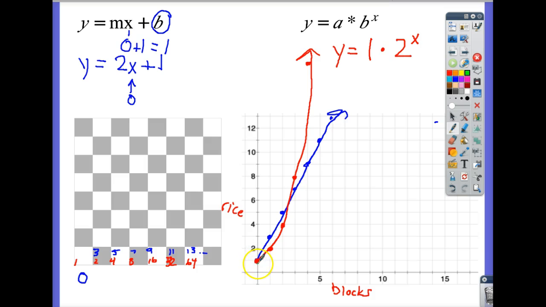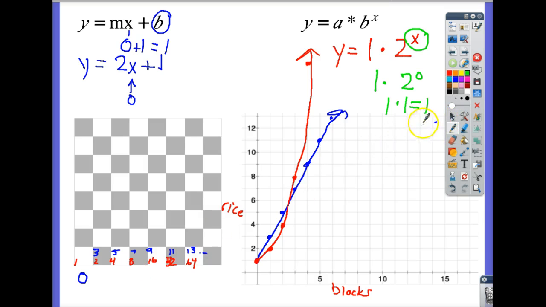If I start at 0, x is 0, then I have 1 times 2 to the 0th power. Now, what's something to the 0th power? Anything to the 0th power is 1. So 1 times 1 is 1. So we know that this a will always be the y-intercept, because if x is 0, then this is just 1, and anything times 1 is going to be itself. So whatever this number is, we're going to be multiplying by 1 when x is 0, and that's just itself. So that will always be the y-intercept.